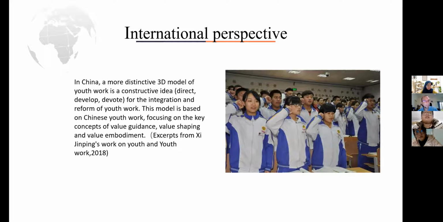And the third point, value embodiment, is to cultivate the awareness of young people's dedication to the enterprise through corporate culture and the establishment of youth groups.